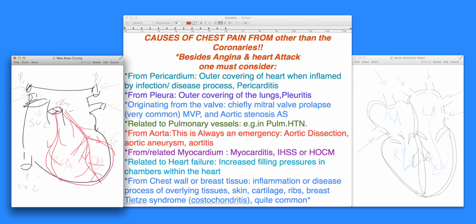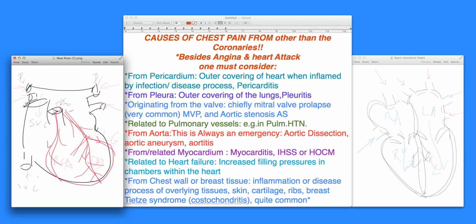Myocarditis, IHSS, or HOCM we call it. So these are the various causes originating from the myocardium. What is myocardium? Myocardium is the muscle, the heart muscle. The inner lining is called endocardium. The outside lining we just identified was pericardium. So pericardium, myocardium, and endocardium, okay, which is the valve. So these are the three layers of the heart wall, or the muscle wall, if you will.